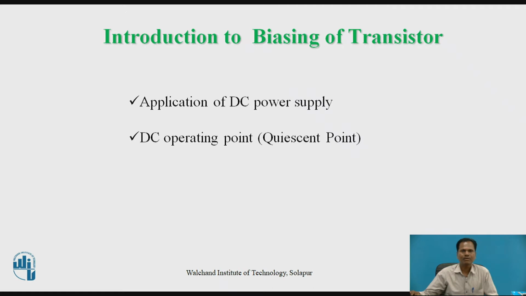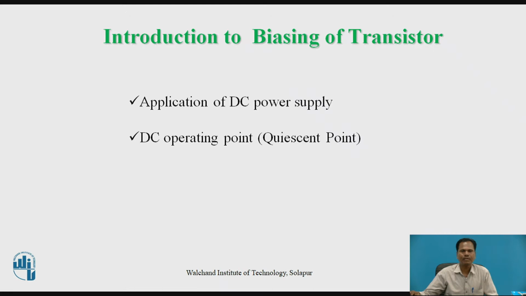So, the biasing of a transistor is nothing but establishing certain DC voltage and current conditions, or levels, for the transistor at the input side and the output side. These current and voltage levels are known as the DC operating point, or quiescent point, Q point in short.